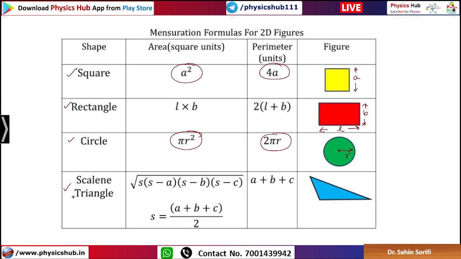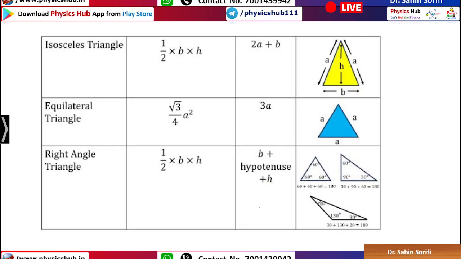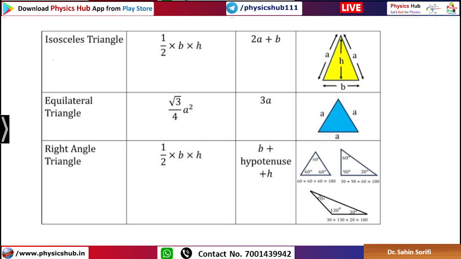Now if you are given a scalene triangle, let's say the sides are A, B and C, then its area will be calculated from this formula, root over S into S minus A into S minus B into S minus C, where S is half of the perimeter. A plus B plus C is the total perimeter, divided by 2, and perimeter is A plus B plus C. So simple things. Let's go for the isosceles triangle.